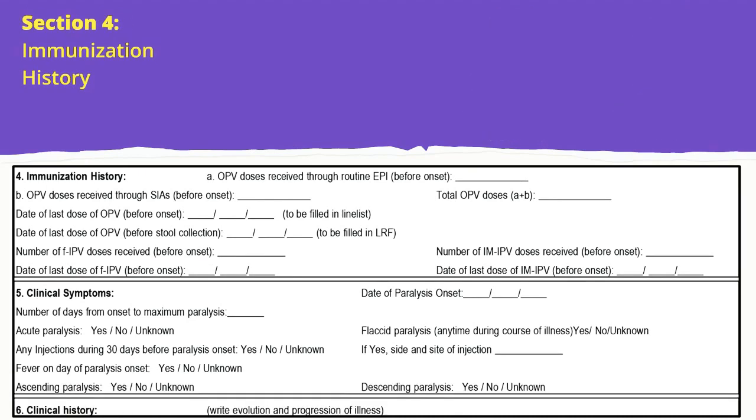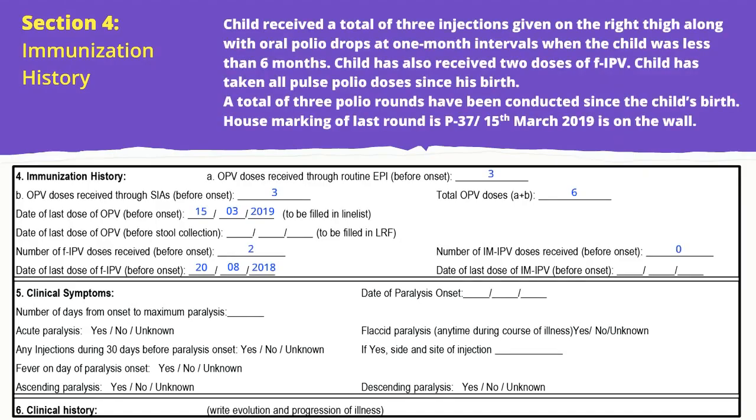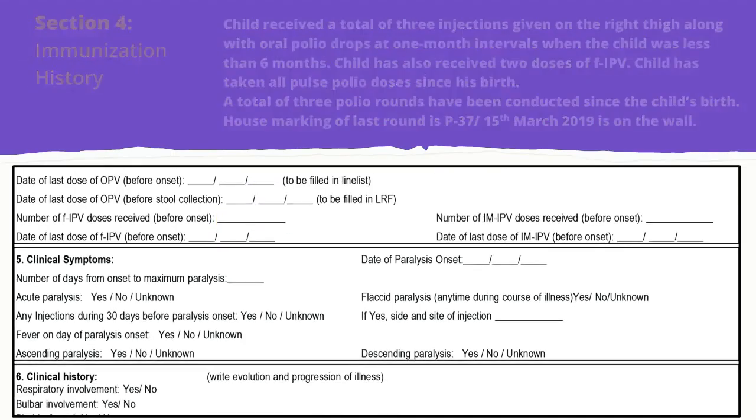Immunization history is important to understand the level of protection that is there for polio in the child. As per immunization history, the child received 3 OPV doses through routine immunization and 3 doses through pulse polio. The last dose OPV before paralysis onset was received on 15 March. Child also has received 2 doses of FIPV.